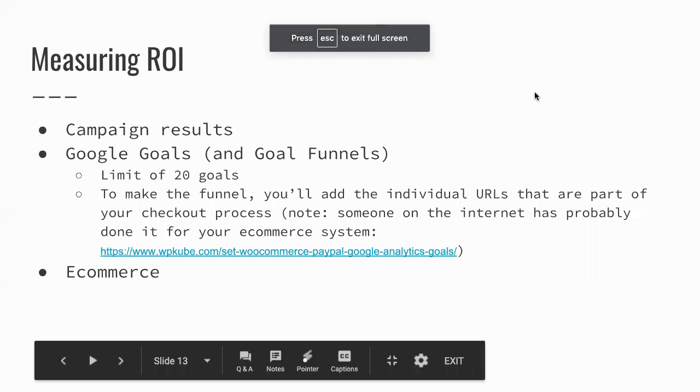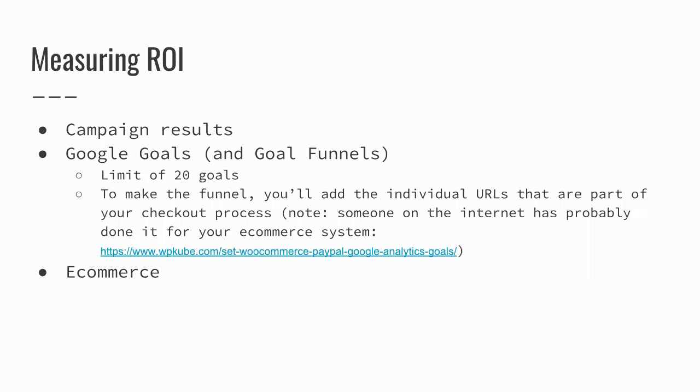So we have campaigns, we have goal URLs, and that's just what we went over. And like I said, if you want to make that little funnel to go through your checkout process, just Google whatever software you have plus goal URLs. Someone else has blogged about it. And then you have e-commerce integration. Now this one, honestly, is a little bit of a pain, but it can be kind of worth it if you sell stuff online.